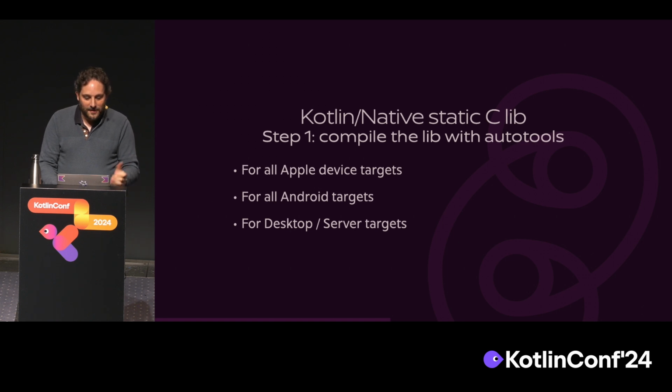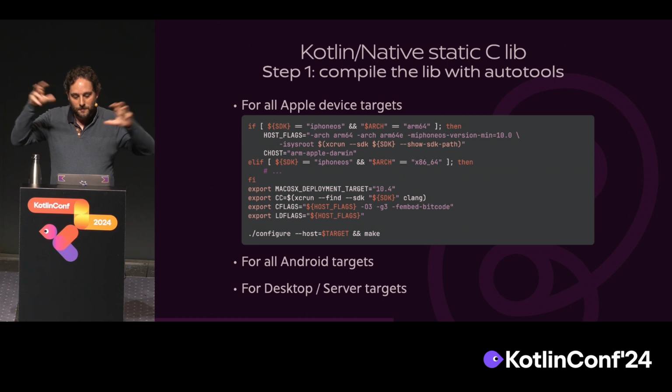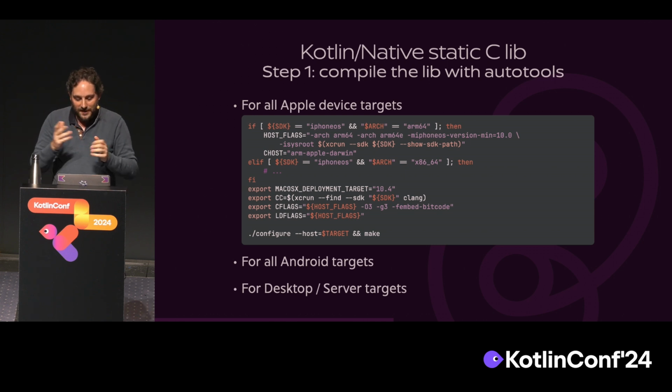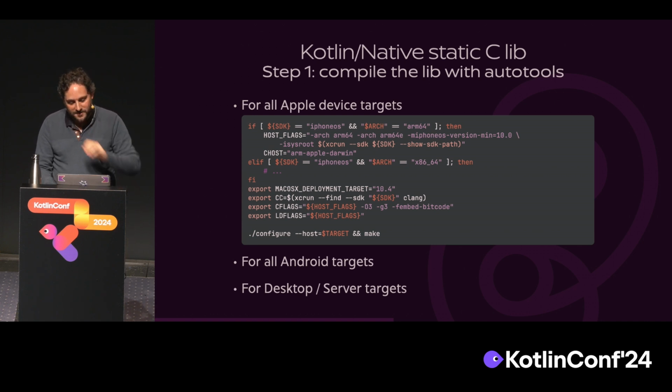How do you do that on Apple targets? Well, on Apple targets with AutoTools, you define a bunch of external variables, system variables that define where the C compiler is, what the flags are, where the sysroot to compile to is, what the host is, etc. And then you run configure, you run make, and hopefully you have a compiled C library. And you do that for each Apple target.